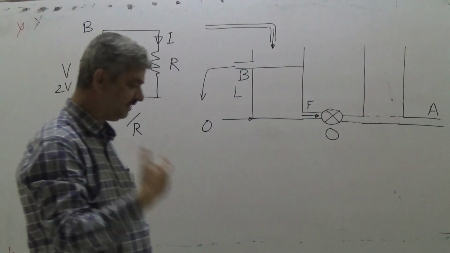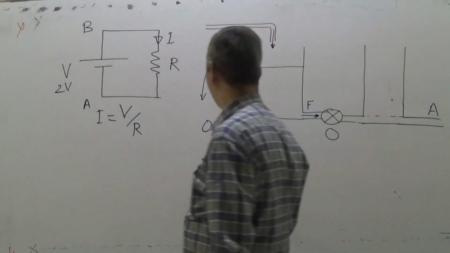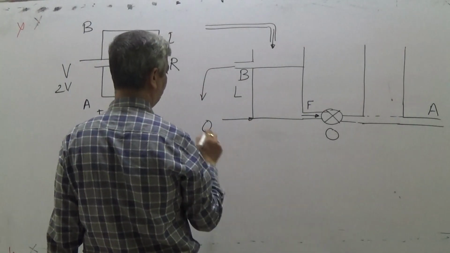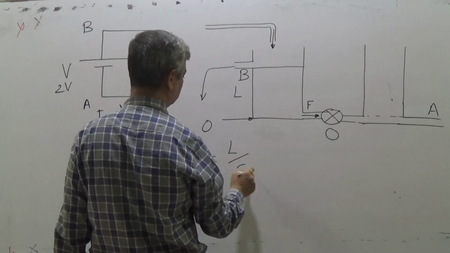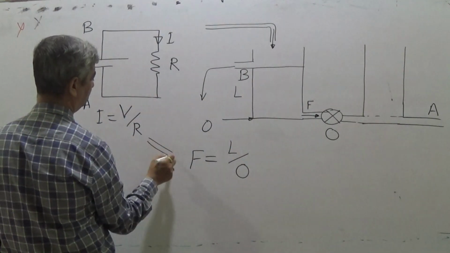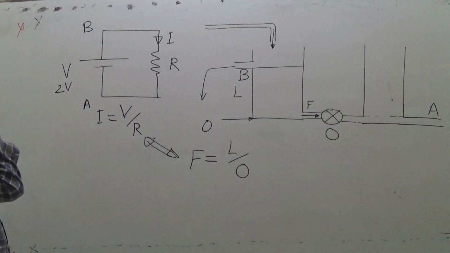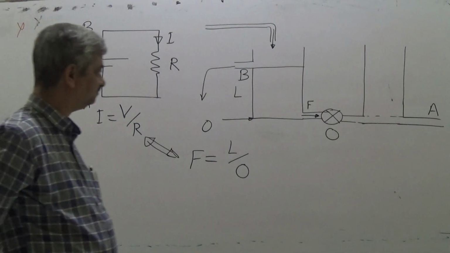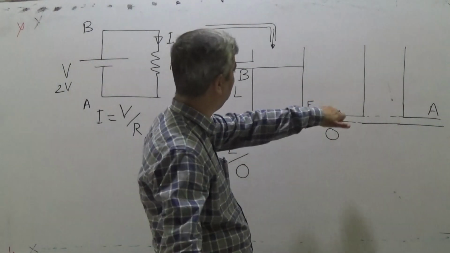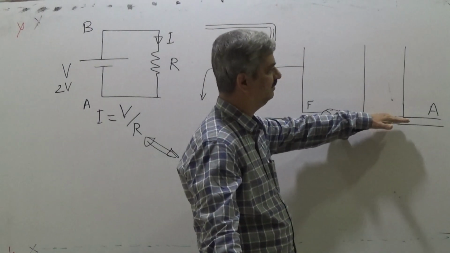So equivalent to Ohm's law, there is a law in the water level model that flow is equal to level difference upon opposition, just like I is equal to V upon R. Like that, flow is equal to level difference upon opposition, and that also you can very easily verify. Now if this valve is completely closed, what will happen? There will be no water here.